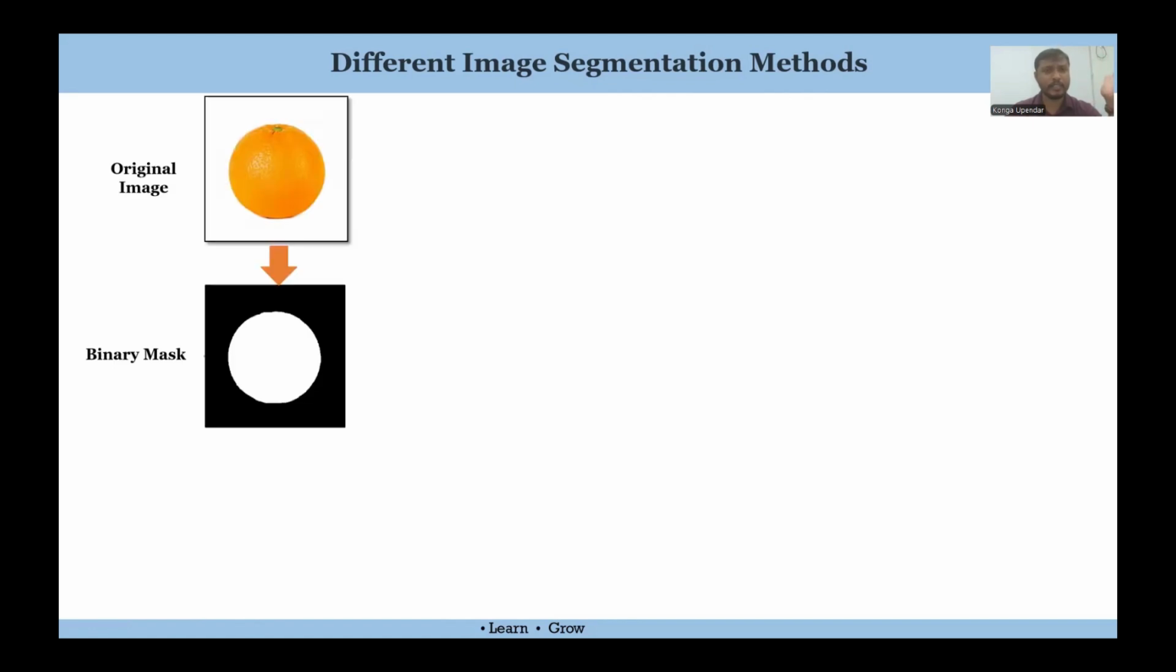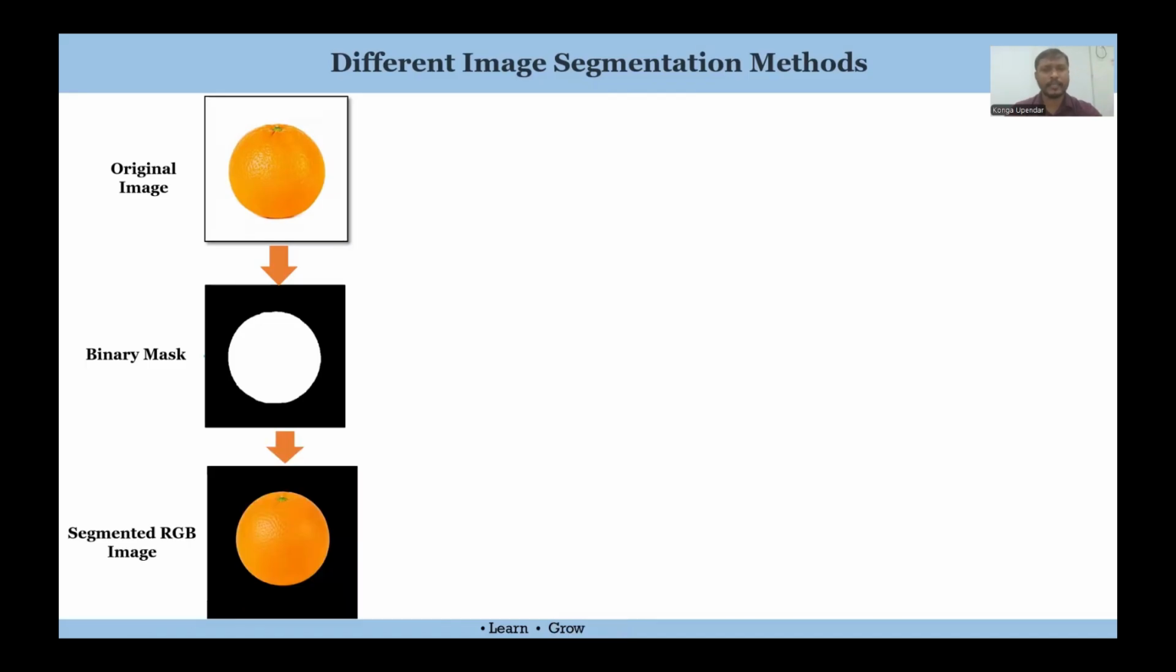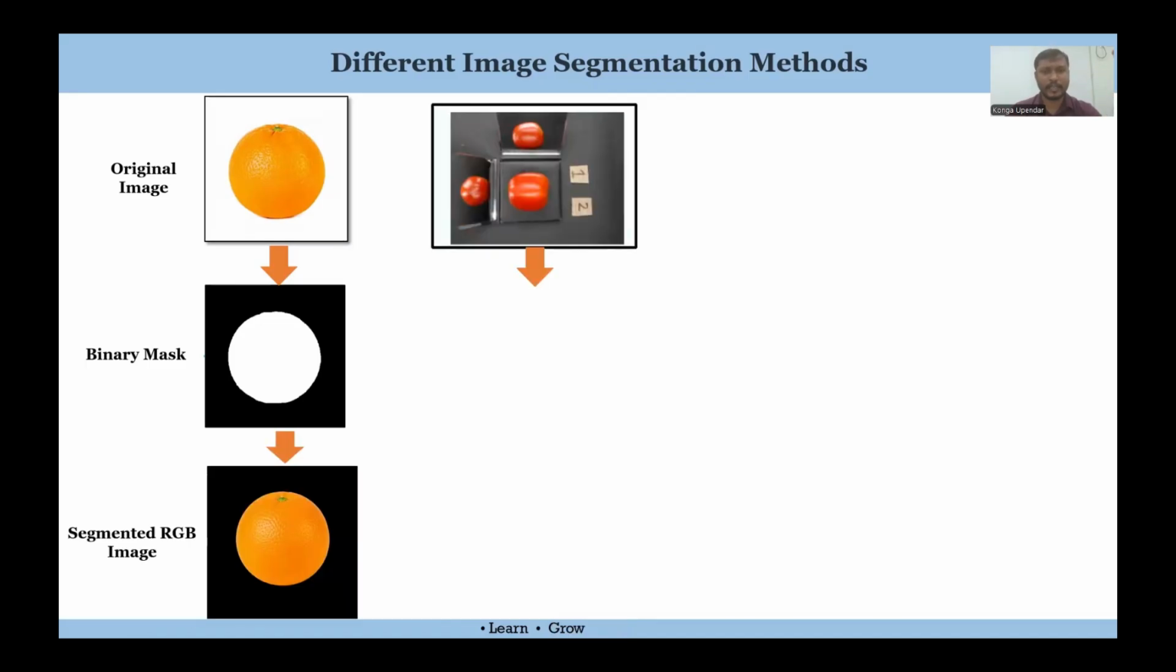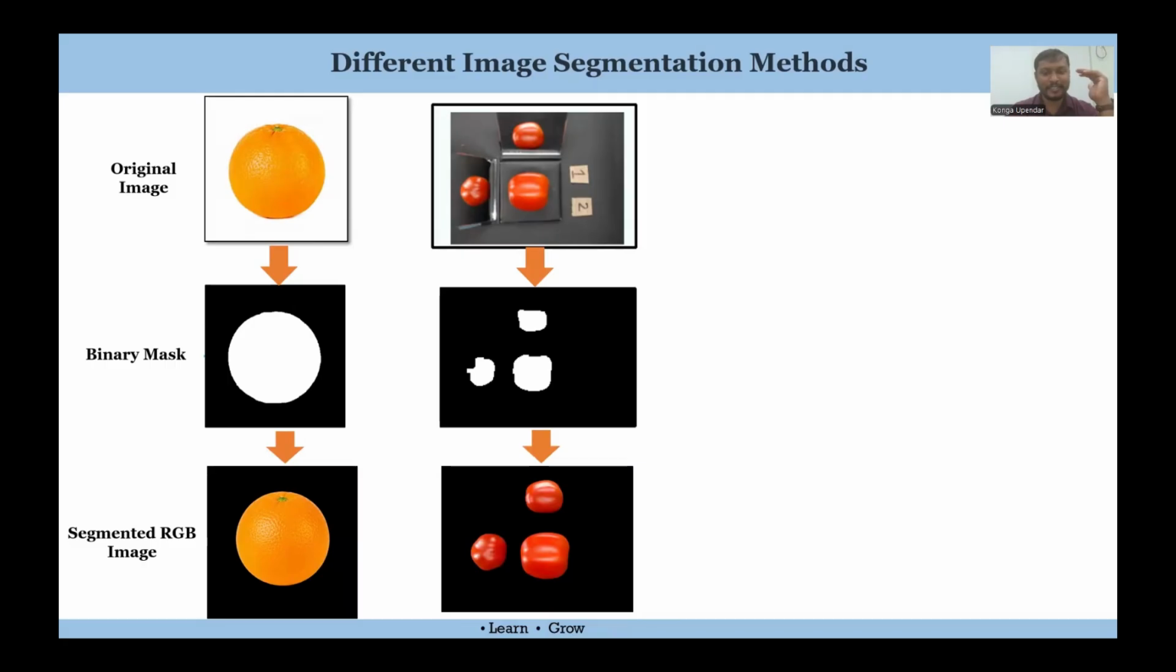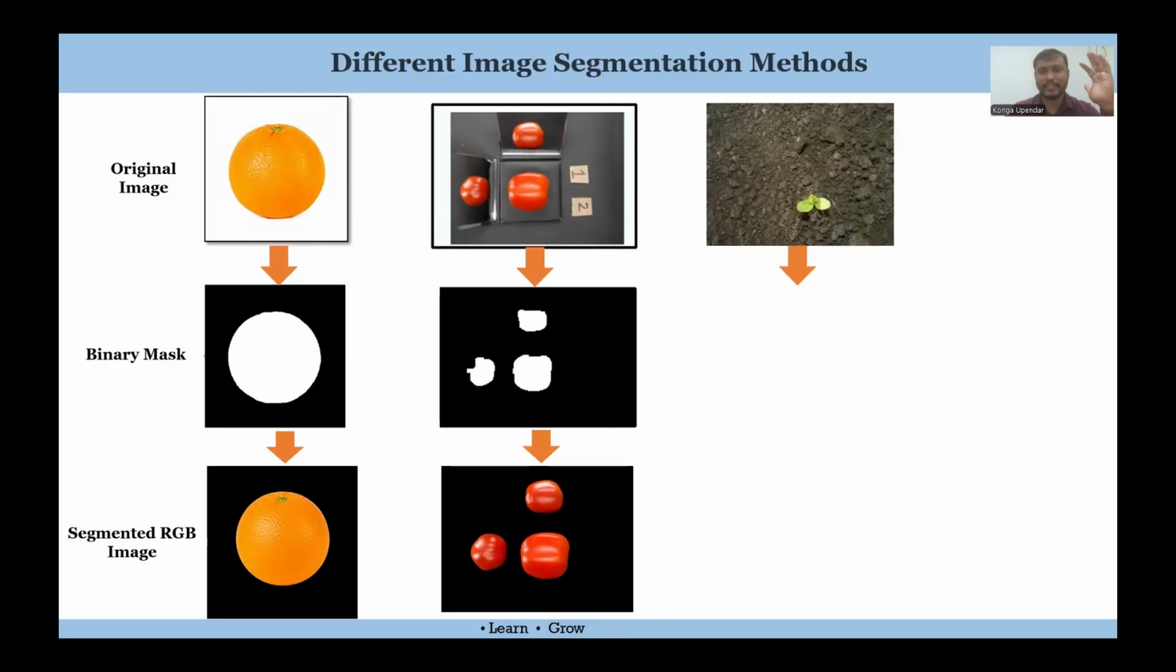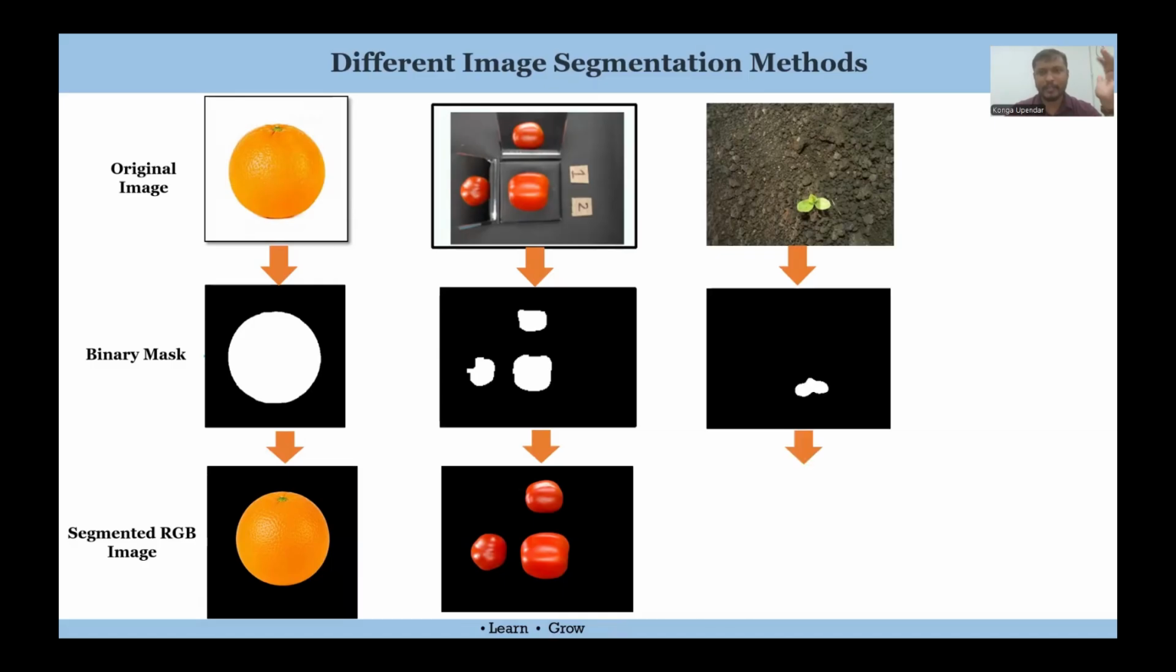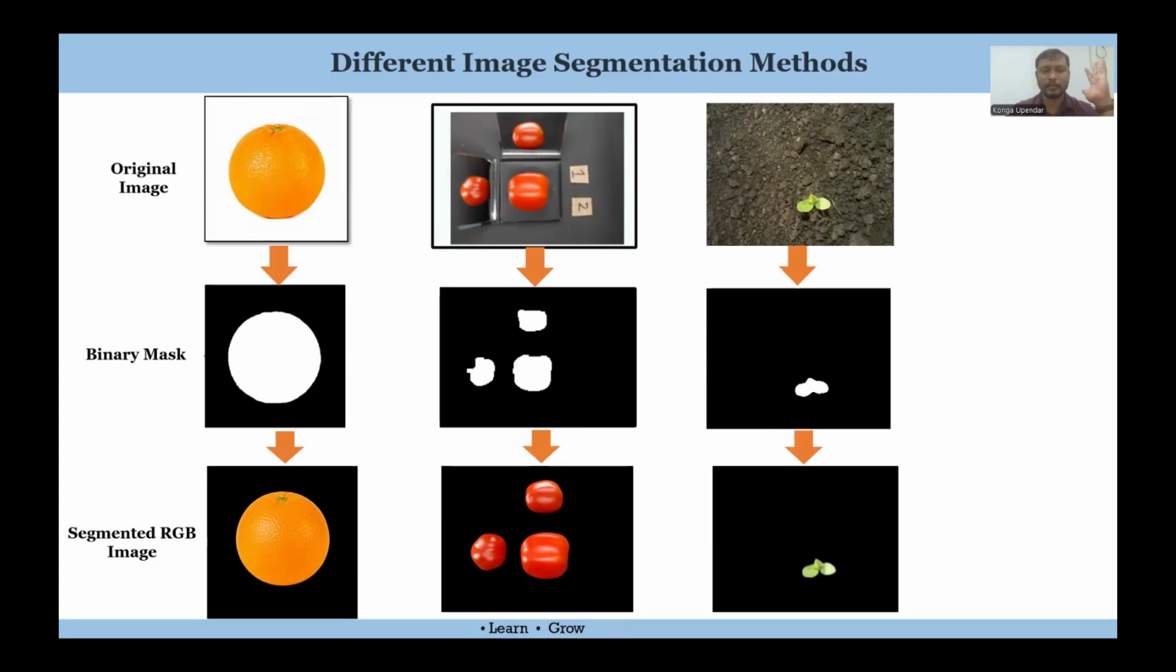So what is the role of image segmentation? First, we have the original image. With image segmentation, we'll get the binary mask. Next, we'll get a segmented RGB image. Again, take a second image, same. This is a tomato, so we get the segmented RGB image. Next is green, which you can consider as a weed or plant, whatever it may be. So we have to segment it. Okay, we'll get the binary mask, then we'll get the segmented RGB image.